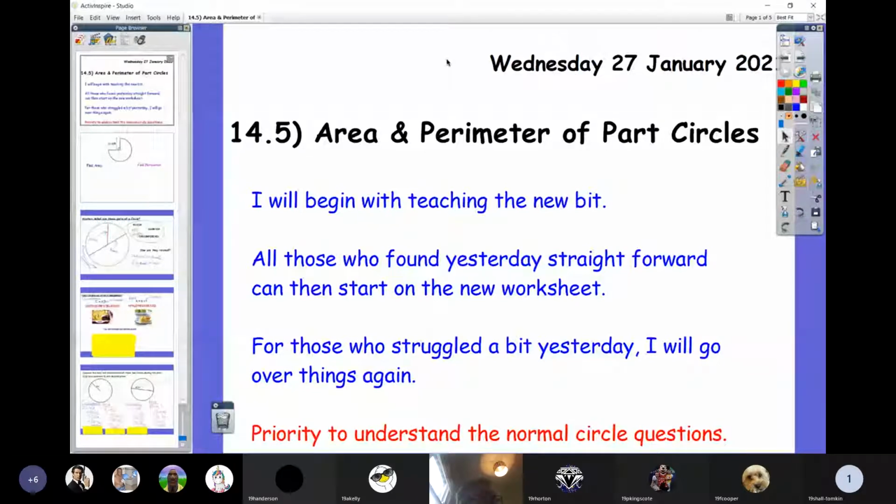So, last lesson we were doing circles. We were doing area and circumference of circles, and a number of you have completed that and found it okay, and a number of you struggled a bit. Okay, so this is the plan for today.